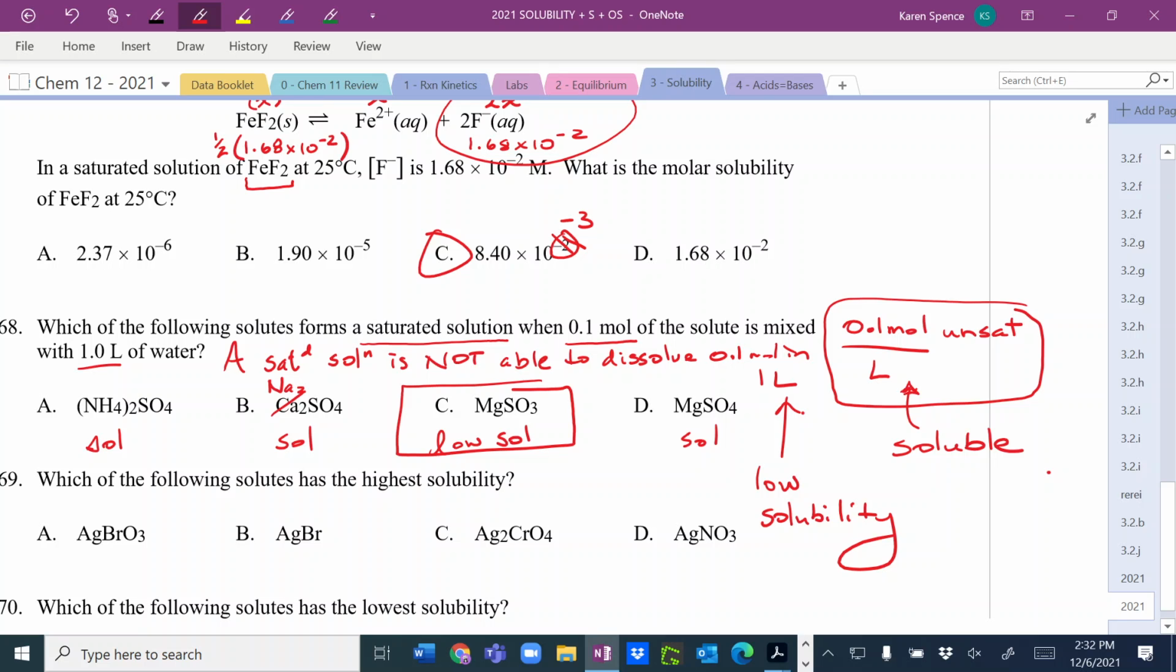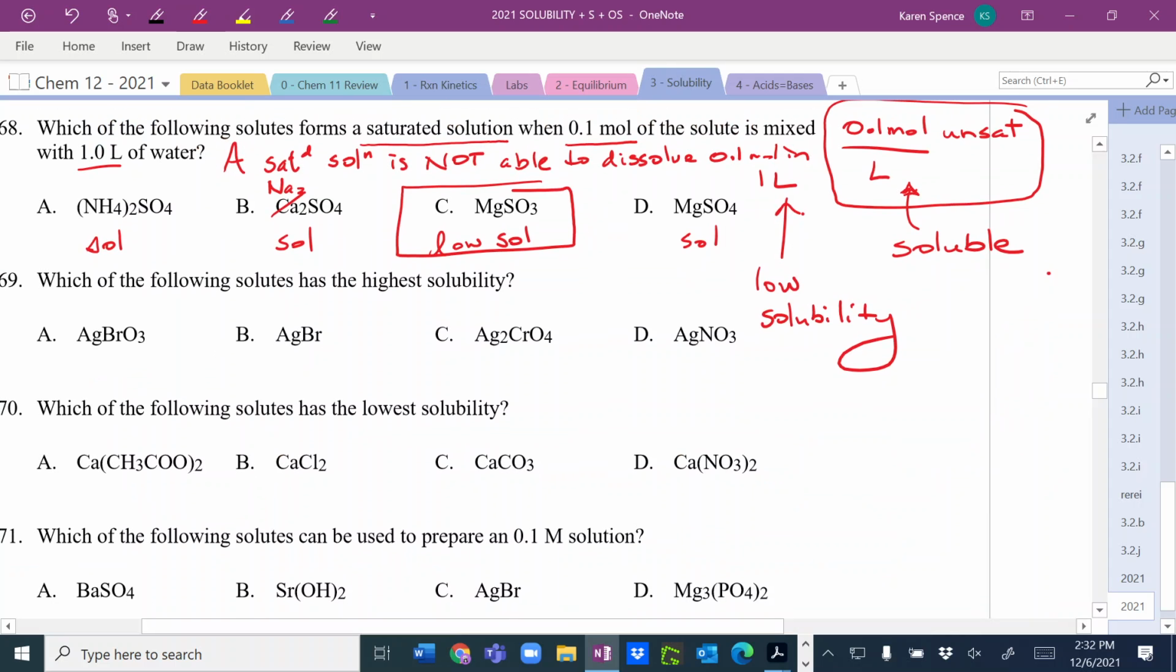69, which of the following has the highest solubility? What do you guys think? Do you see anything immediately there that jumps out as being very soluble? Yes? NO3, yeah, because NO3 is soluble with everything. If you have a list of a bunch of things and one is completely soluble, you can't be more soluble than completely soluble, right? So that's going to be this one.